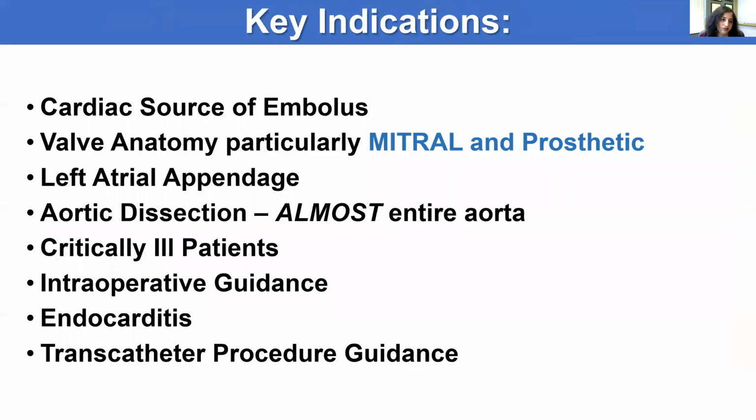These are the key indications for TEE, and this is material that you can be tested upon on the echo boards. TEE is critical for valve anatomy, particularly mitral and prosthetic. It's the test of choice for left atrial appendage anatomy and presence of thrombus. TEE can evaluate almost the entire aorta for aortic dissection and other acute aortic syndromes.